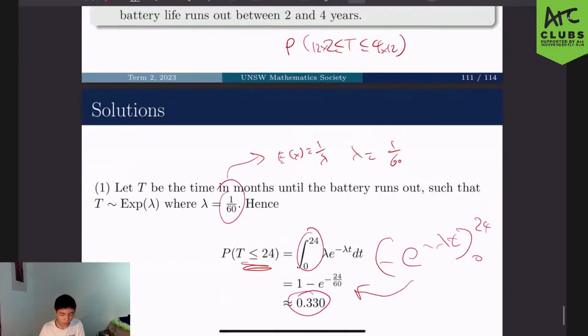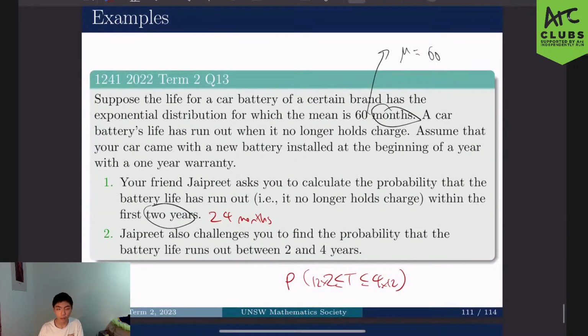Okay, the other question parts, I'll just run through these quickly. They're pretty similar. The question for part 3 is if it runs out within the year warranty, right, you can just look for the probability that t is less than or equal to 12 months, and then you just do exactly the same. And the probability that it lasts longer than this would just be 1 minus that.